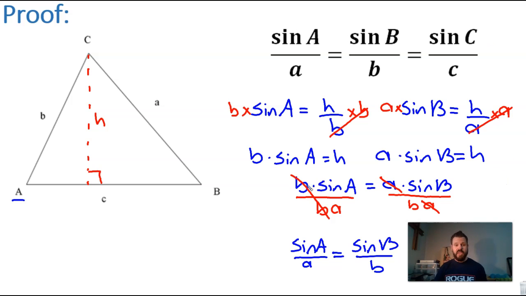Now we can do the same thing. We can make a second height to bring the C into the equation. But like we said, this is an extension of what we've done with our right triangles, of right triangle trigonometry.